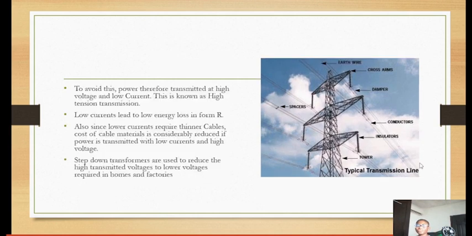To avoid this, power is therefore transmitted at high voltage and low current. This is known as high tension transmission. Low current leads to low energy loss in the form of heat. Also, since lower currents require thinner cables, the cost of cable materials is considerably reduced if power is transmitted with low current and high voltage. Step-down transformers are used to reduce the high transmitted voltages to the low voltages required in homes and factories.